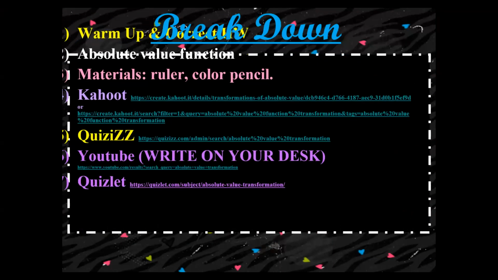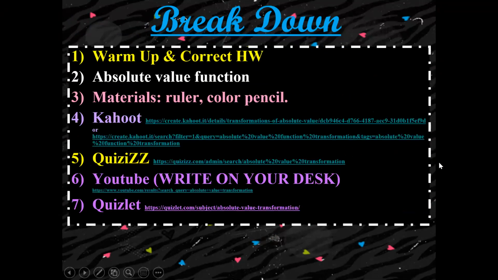All right, you guys, let's go ahead and take a look at our breakdown today. So we're done with systems of equations with graphing, elimination, and substitution, and we are now moving over into absolute value functions and movement of absolute value functions. So today you're going to need a ruler and a colored pencil. If you're doing this at home, make sure you have that, or you can just use different colored pens or whatever works for you.